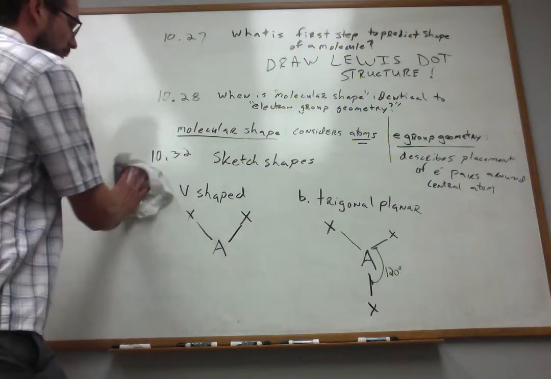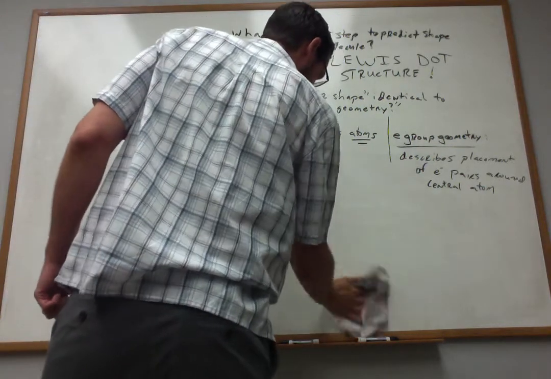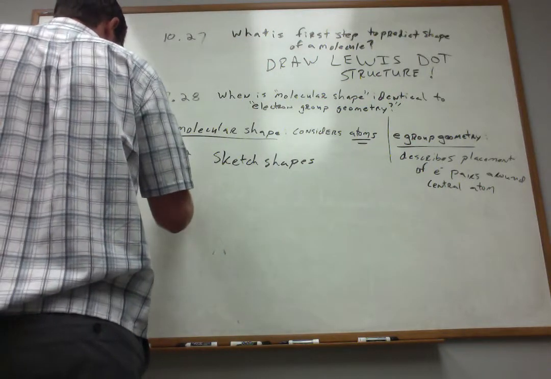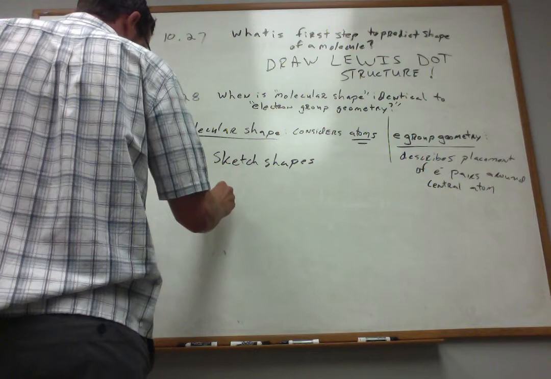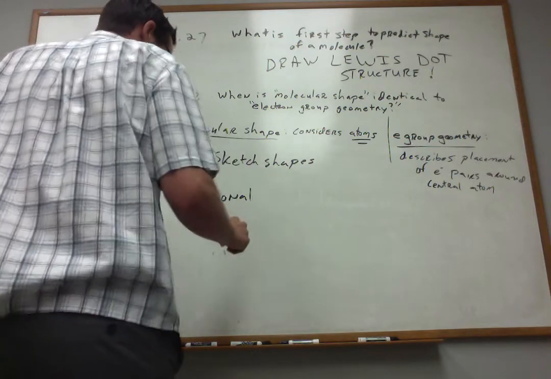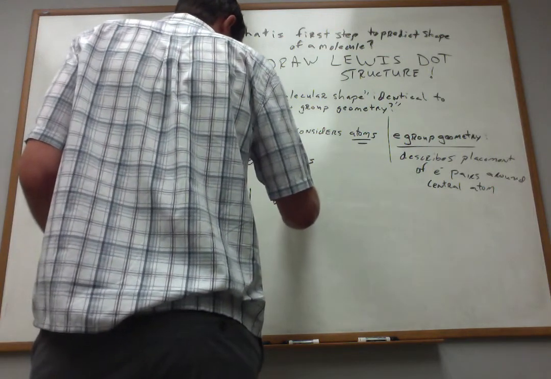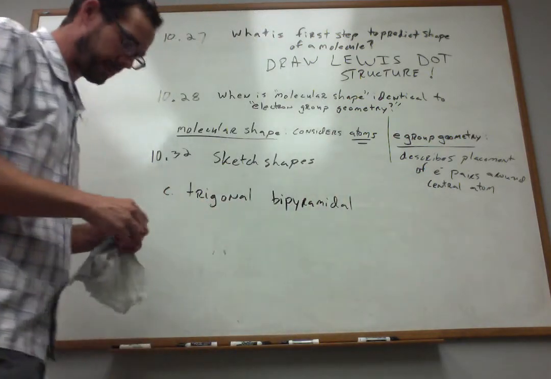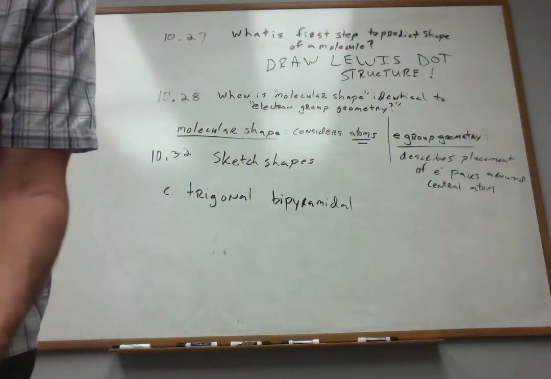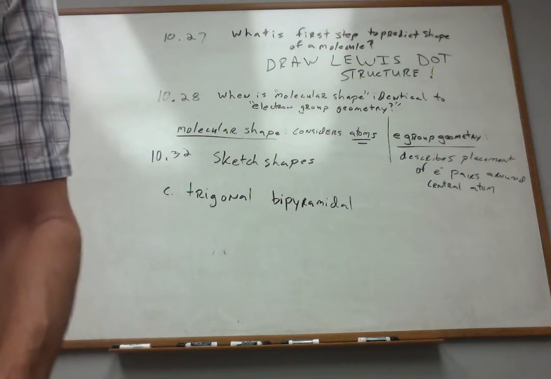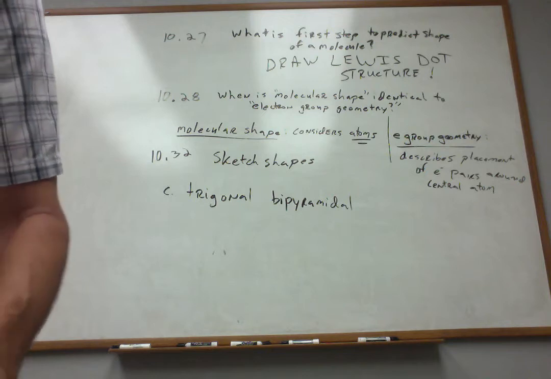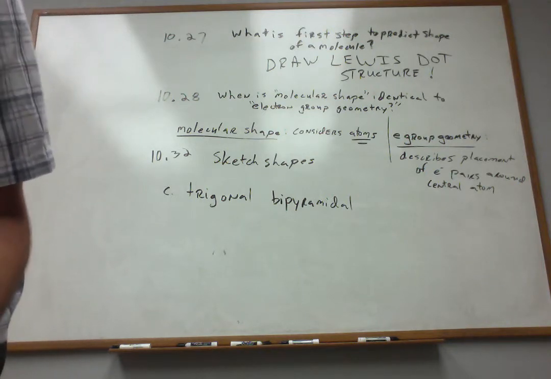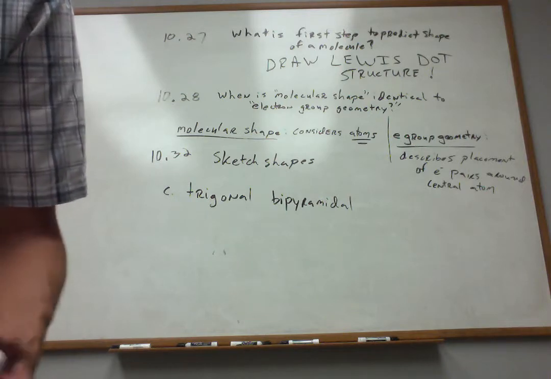C is something called trigonal bipyramidal. All right, now wrap your minds around that for a second. Trigonal bipyramidal. What in the world does that mean? Well, think about it. What do you notice if you see the name, right?